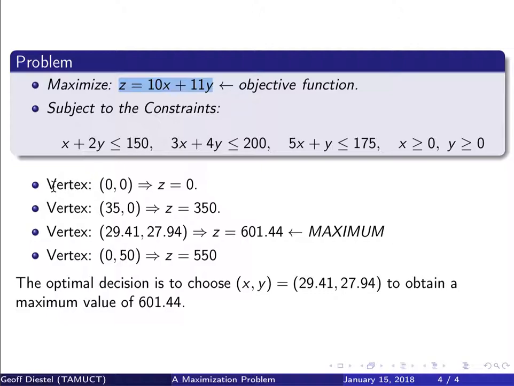But in the end, what it means is the solution will come from one of the vertices. And it is possible that a solution could occur at more than one vertex. If that's the case, then any point on any of the edges of our feasible region connecting any two vertices would also be a solution. So it is possible for linear programming problems to have a unique solution, or infinitely many solutions, or no solutions if the feasible region has no points in it.